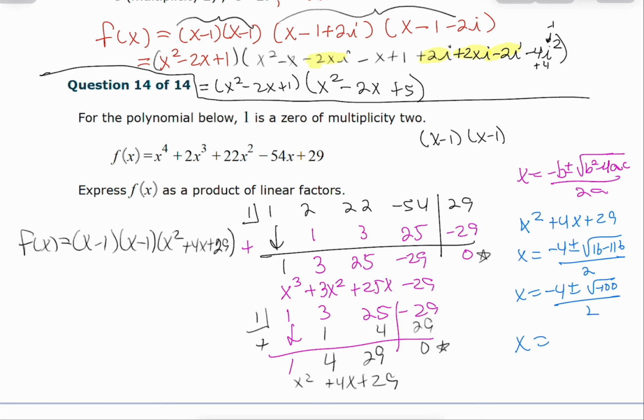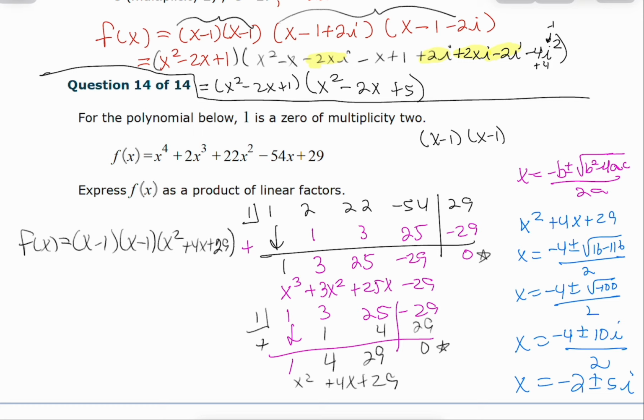Now what's great is 100 is a perfect square. The square root of that is 10. The square root of a negative is i, so that's just negative 4 plus or minus 10i, all divided by 2. Now, the only way you can get rid of this 2 is if you divide all the pieces by 2, okay? So luckily for us, all the pieces are divisible by 2. So we get negative 2 plus or minus 5i.